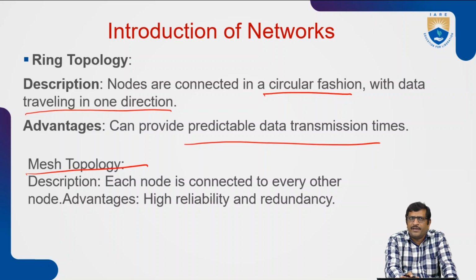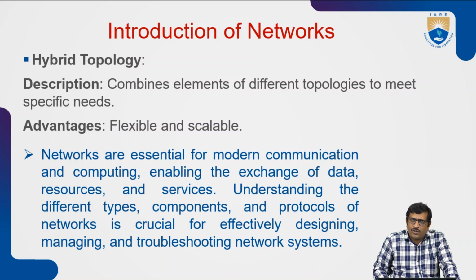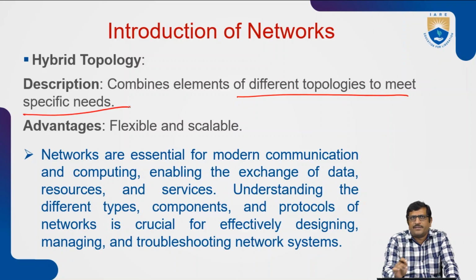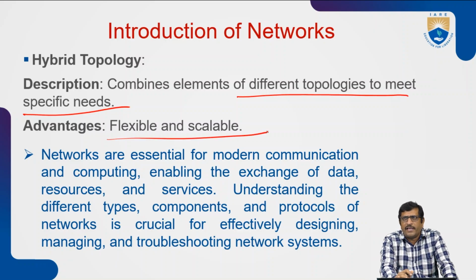All nodes are interconnected in a mesh topology. By interconnecting all the nodes, we can achieve high reliability and reduce redundancy in data transmission between the devices. Hybrid topology. A hybrid topology combines elements of different topologies to meet specific needs, such as star and ring topology, depending on the need. It is flexible and scalable, as per the organization's needs.